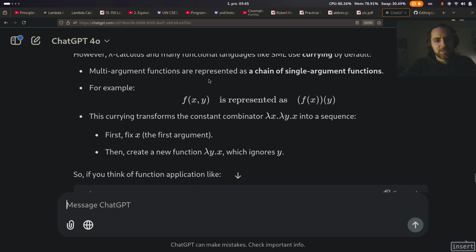So currying is used by default, but not just when you produce an evaluation, but also when you receive something. This makes sense actually. So multi-argument functions are represented as a chain of single argument functions. So f of x and y is represented as f of x, f of y.